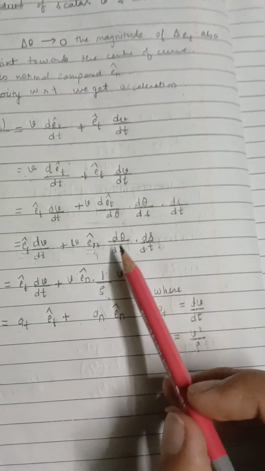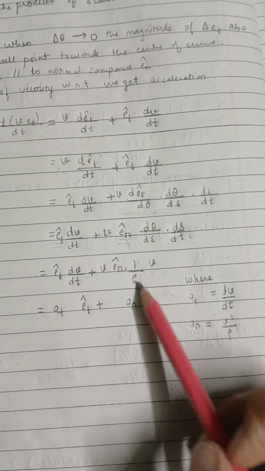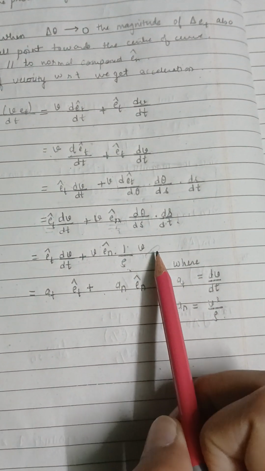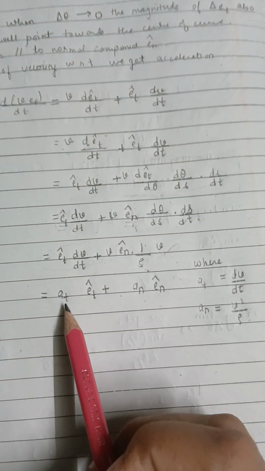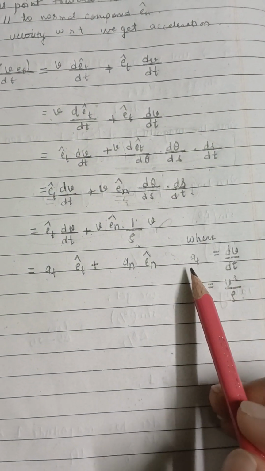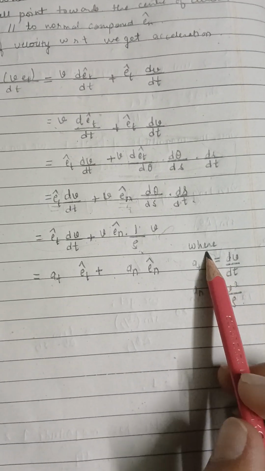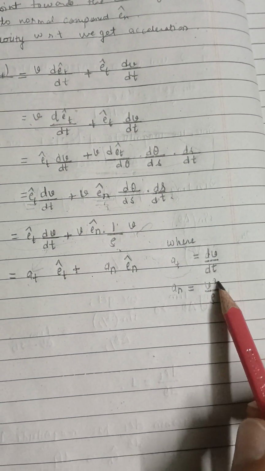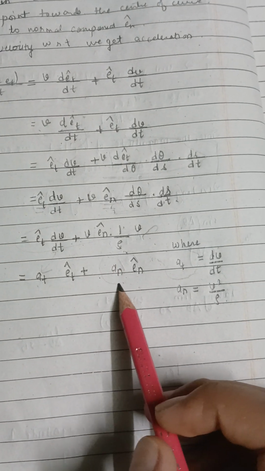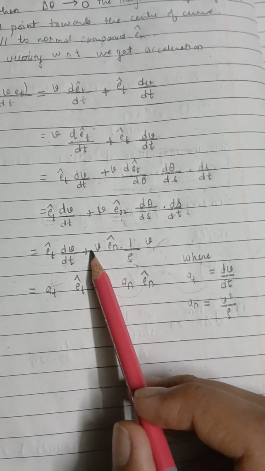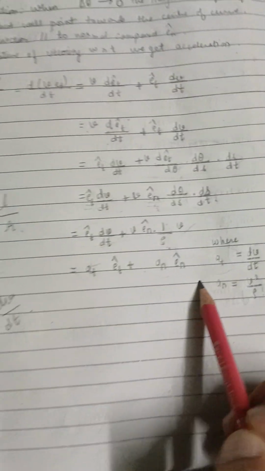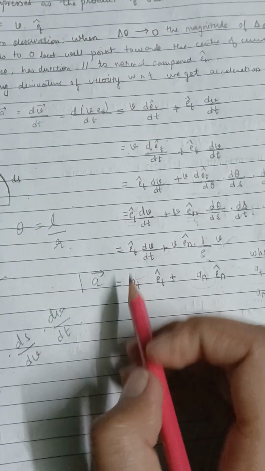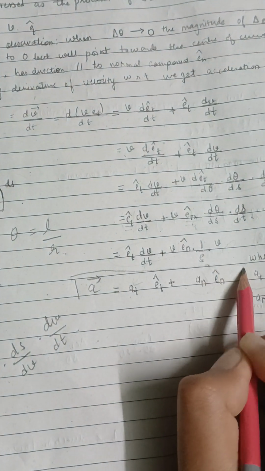Substituting this into our relation for d theta by ds, we get this expression. We can simply write ds by dt as velocity. Now we write dv by dt as acceleration along the tangential component and v square by rho as acceleration towards the normal component. We have v square by rho times En. This is the expression for acceleration for a curvilinear motion having tangential and normal components.